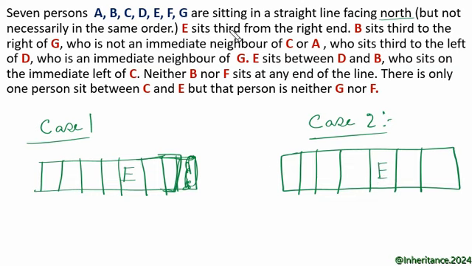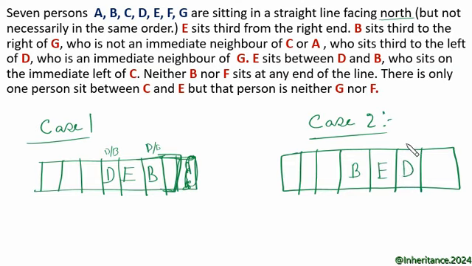Now see, B sits third to the right of G, who is not an immediate neighbor of C or A, who sits third to the left of D, who is an immediate neighbor of G. So there is nothing related to E here. Now here comes E. E sits between D and B, so D must be here, or here, and also B. So D and B. So let's do something. For this case we take D here and B here, and for this case we will take B here and D here.